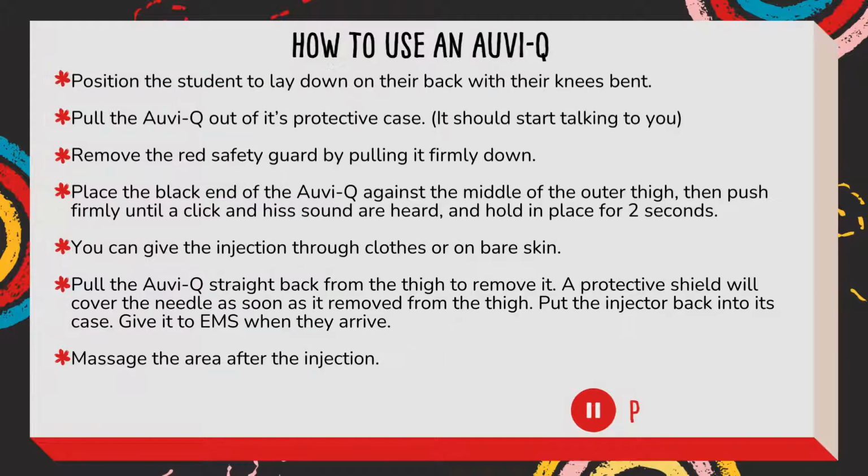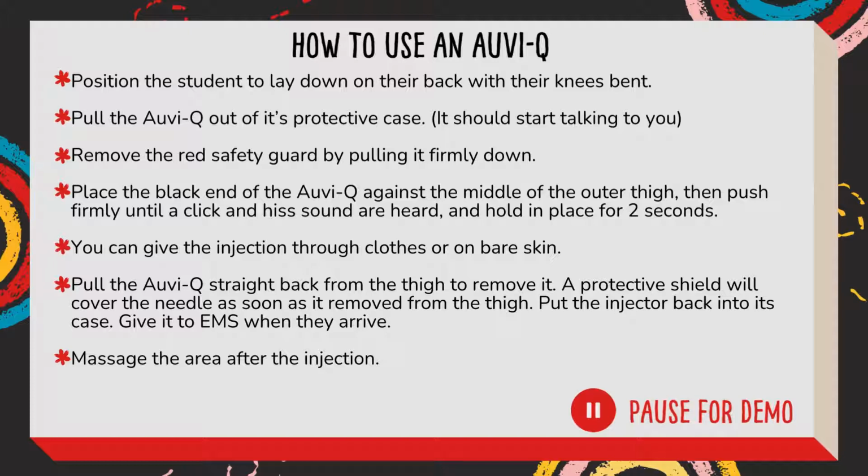Next up, we'll review how to use an AUVQ. First, you'll want to position the student to lay down on their back with their knees bent. Pull the AUVQ out of its protective case, and it should start talking to you. Listen for the cues and proceed. Remove the red safety guard by pulling it firmly down.